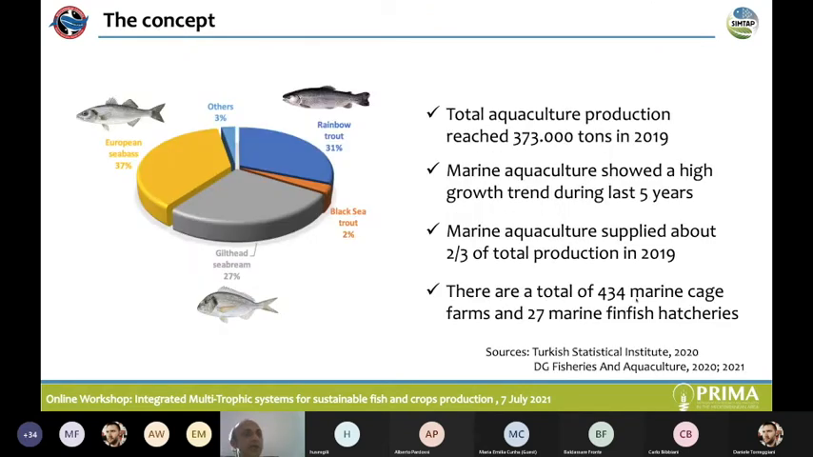In Turkey, a total of 404 farms are actually in progress. Although there are a few earthen ponds, marine finfish farms are mainly of cages. Juveniles of European sea bass and gilthead sea bream are supplied from 27 on-land hatcheries located mainly on the Aegean seashores.